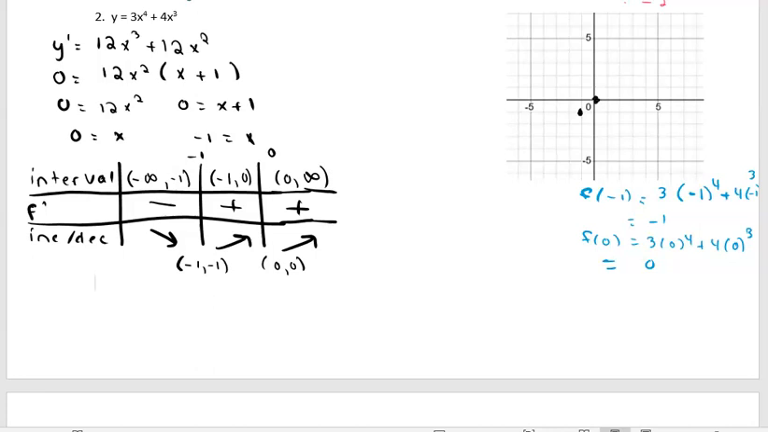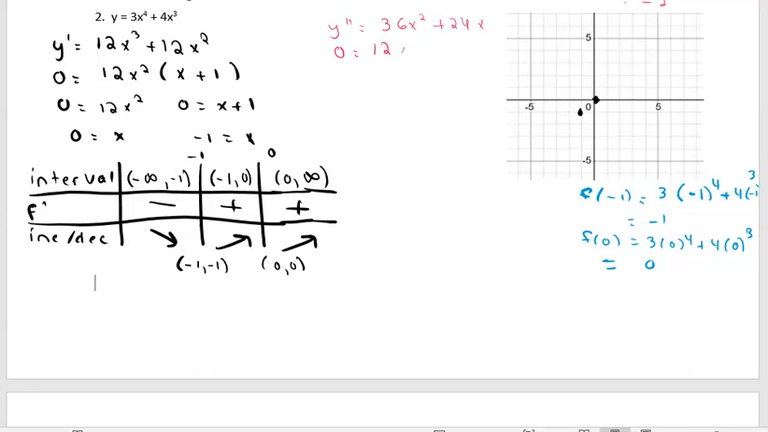All right, now what do we need? We need to figure out our second derivative so we can get our concavity. And so our second derivative looks like it's going to be 36x squared plus 24x. So the second derivative, set it equal to 0.